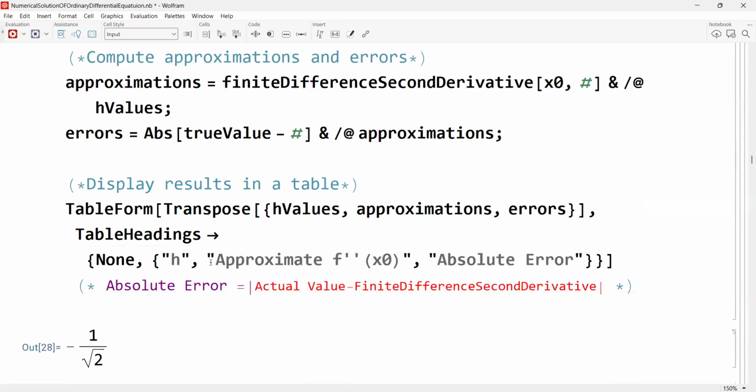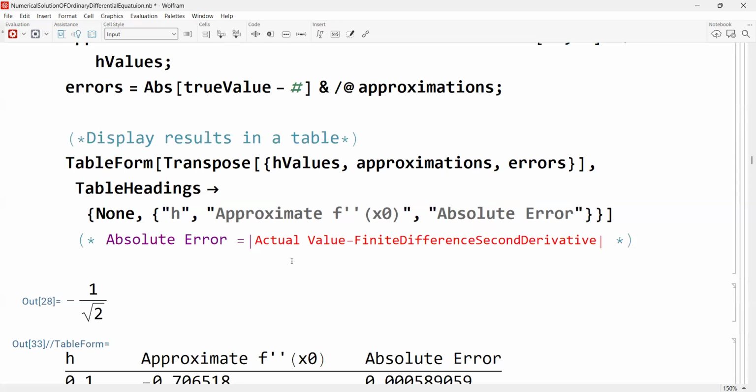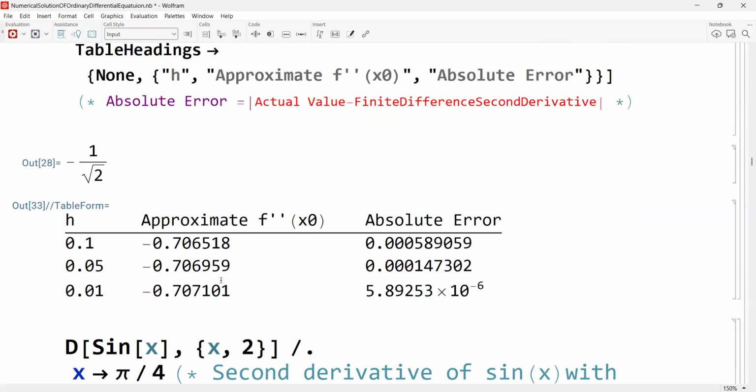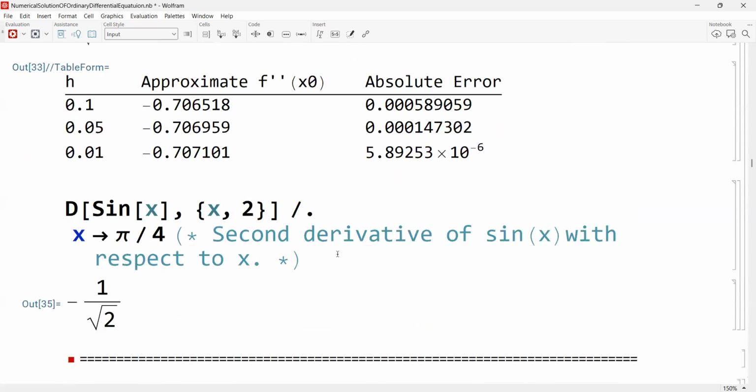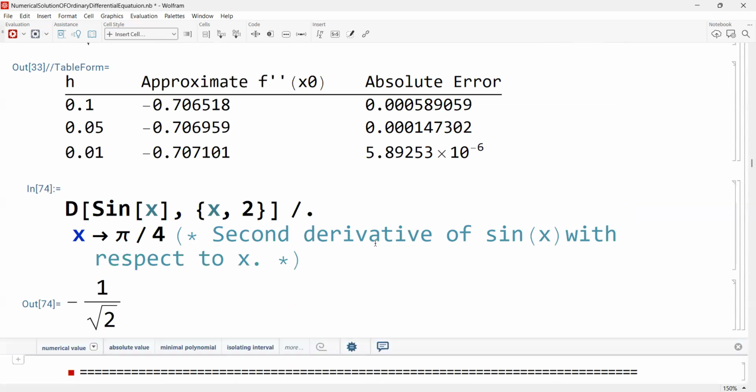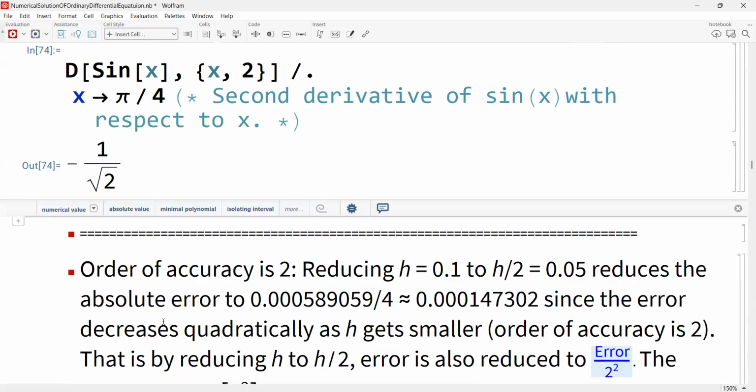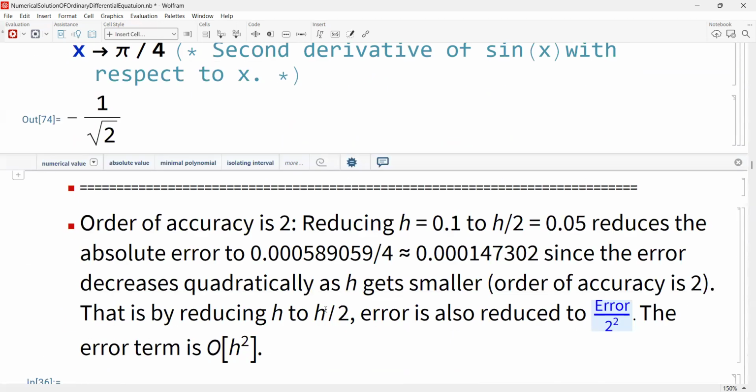So we have the table form, transpose its values, approximations, errors. So we have the table heading here, and we have the output here. And we have the second derivative of sine x with respect to x, where x is equal to pi over 4 here. So what we have here is negative 1 over 2. So the order of accuracy is 2.